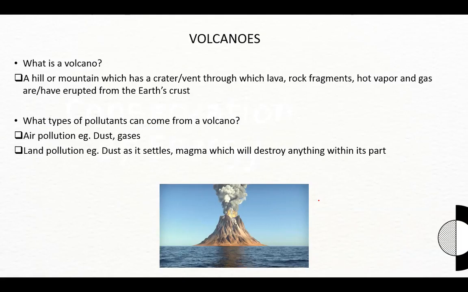And what type of pollution can we get from this? We can get air pollution, like the dust and the various gases that are emitted. And we can also get land pollution. So if the dust settles, the magma, which is really sort of lava, will destroy anything within its path. It will burn down trees, it will kill organisms, any livestock, it will also destroy any houses or anything that is within its way.